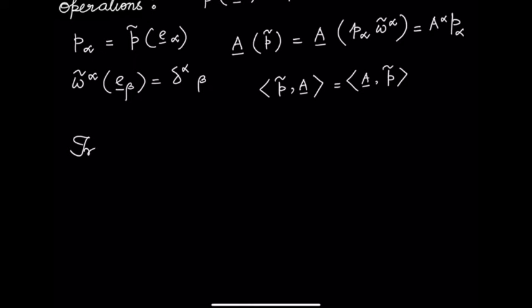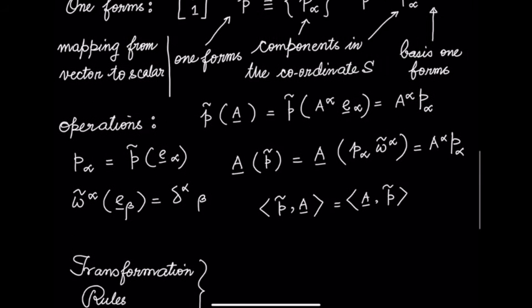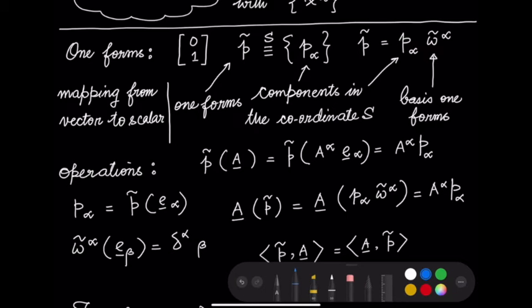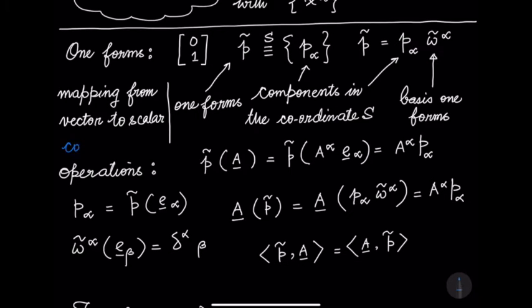Transformation rules, very important things. As we said also, sometimes this is how we will define one forms or vectors. Let me tell you one thing which I forgot to mention. Let me point it out here, that these are also sometimes called covariant components, which are written with the downstairs indices.